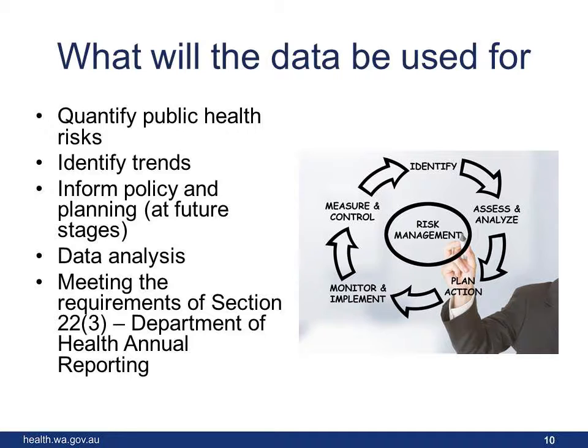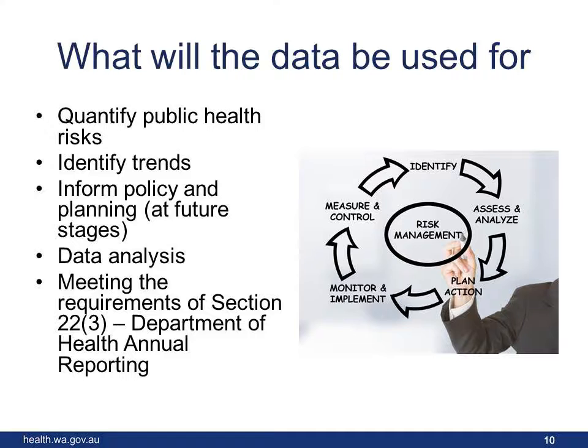In addition, as dictated by Section 22, Part 3 of the Public Health Act, the Department of Health must include in their annual report a report on the performance by enforcement agencies of functions under this Act, where the data collected as part of Section 22, Part 1 from local governments will form the basis of this section. The annual report will be made available online from the Department of Health's website.